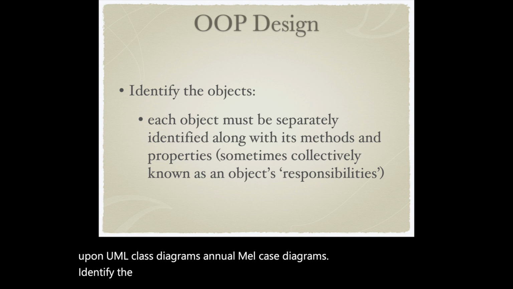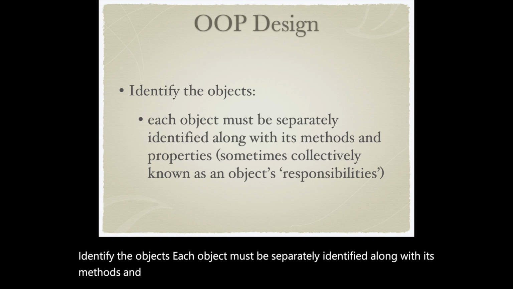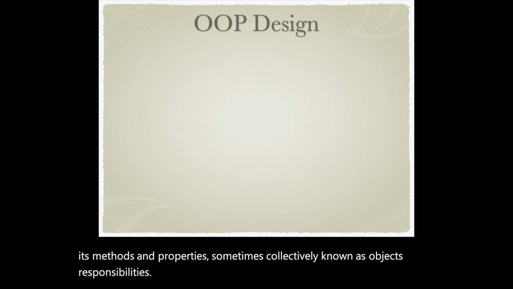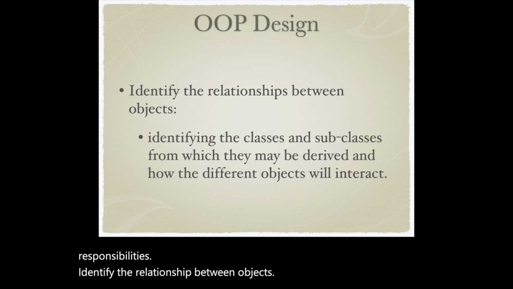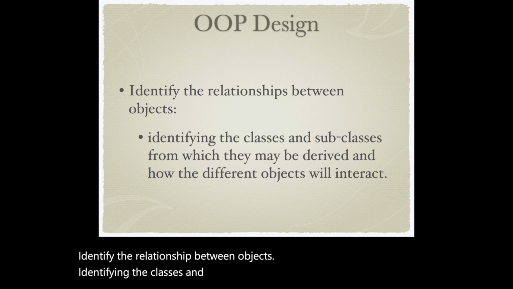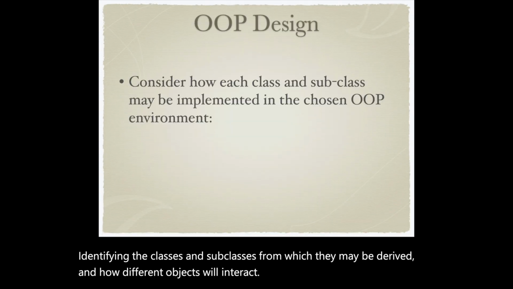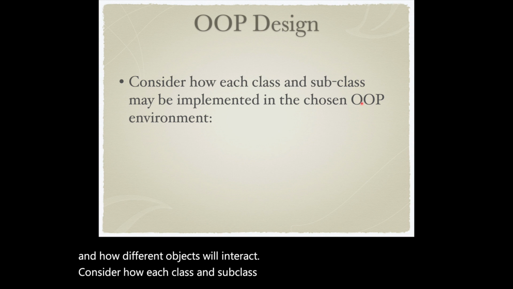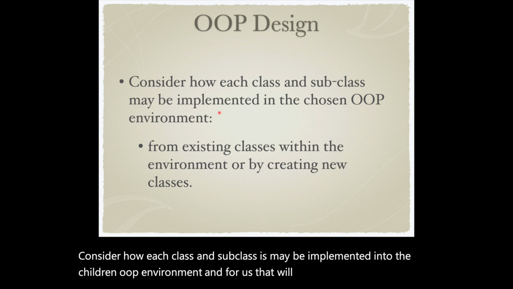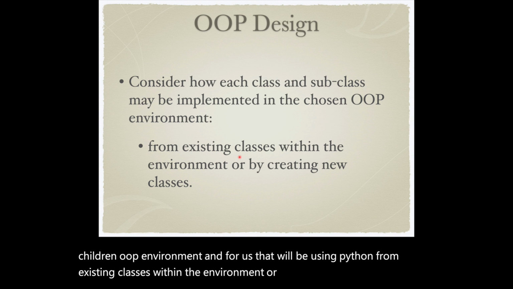Identify the objects. Each object must be separately identified along with its methods and properties, sometimes collectively known as an object's responsibilities. Identify the relationship between objects: identifying the classes and subclasses from which they may be derived and how different objects will interact. Consider how each class and subclass may be implemented in the chosen OOP environment, and for us that will be using Python, from existing classes within the environment or by creating new classes.